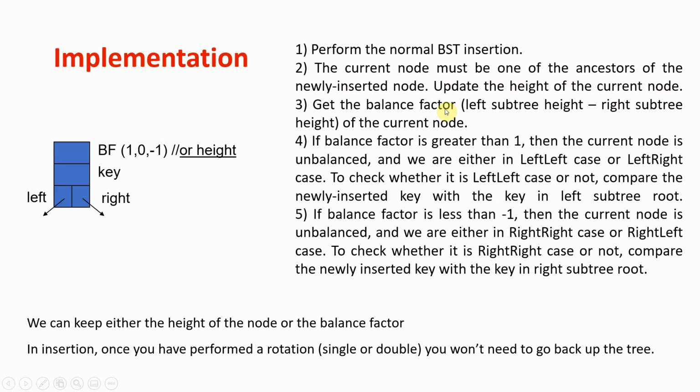The balance factor is going to be the height of the left child of the node minus the height of the right child of the node, or the left subtree height minus the right subtree height. If the balance factor is greater than one, then the current node is unbalanced and we are either in the left-left case or a left-right case. So if the balance factor is two, we are either in the left-left case or a left-right case.